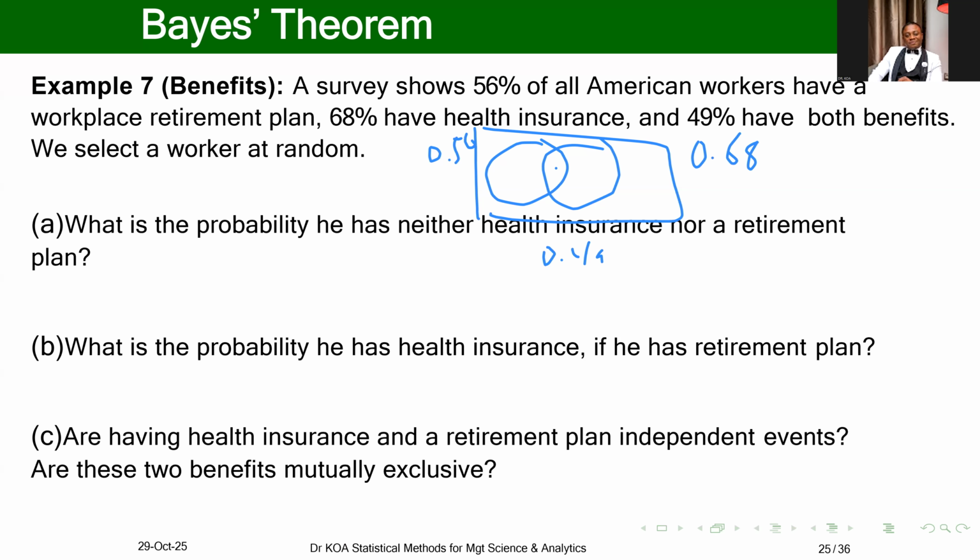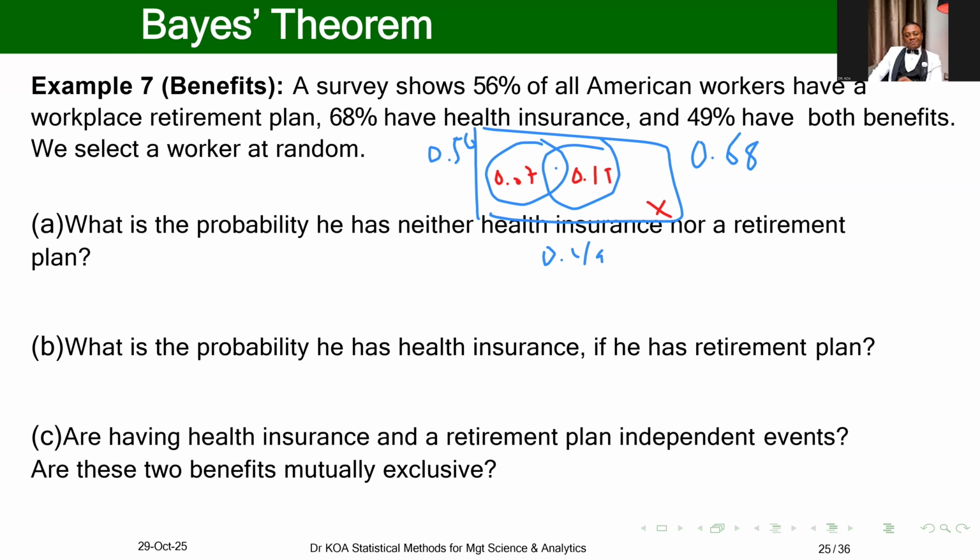That would be 0.07. So you have 0.07. And then here will be 0.68 minus 0.49. What would that be? 0.19. So we don't know what is in the none, neither. We don't know this value. We are not told what the universal set is.